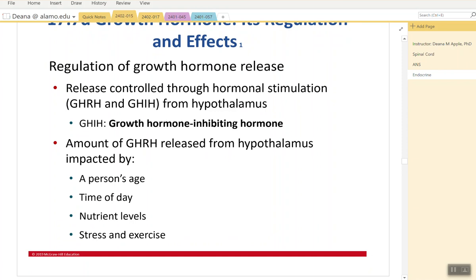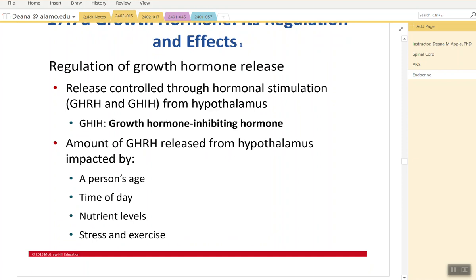Okay, so the amount of growth hormone released by the hypothalamus is determined by how old you are. Obviously, children are in a rapid growth phase, so they're going to have more growth hormone releasing hormone secreted. The time of day is important. Typically, a lot of your growth hormone is at night. Rest and digest also means growth. You don't typically put a lot of energy towards growth during the day when you're performing activities, because your body needs that energy for other things.